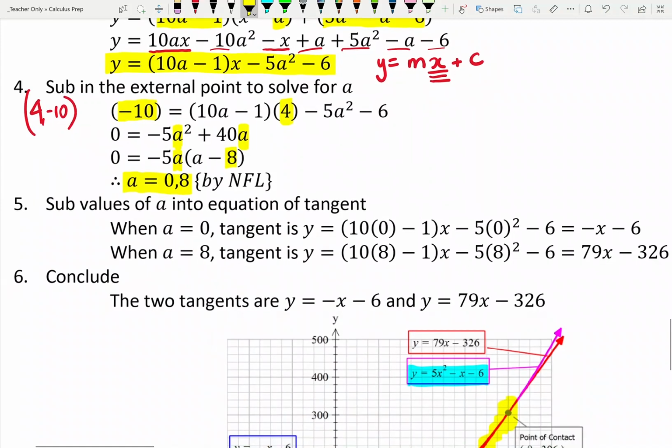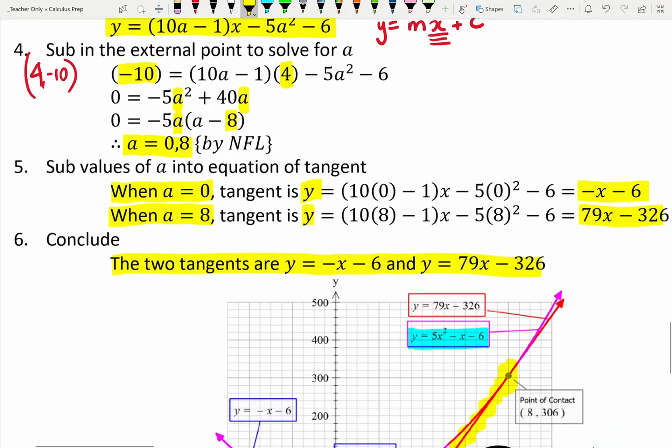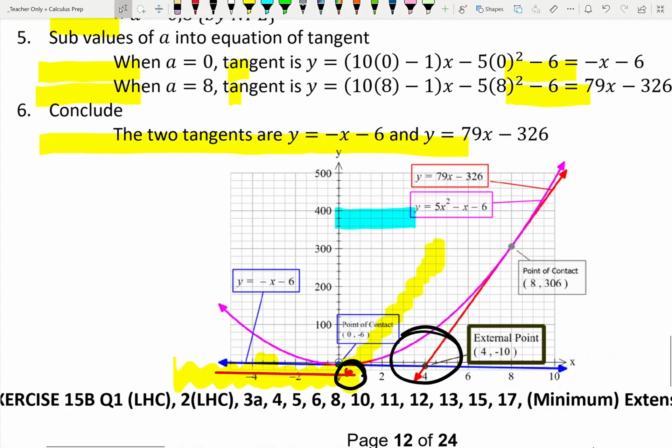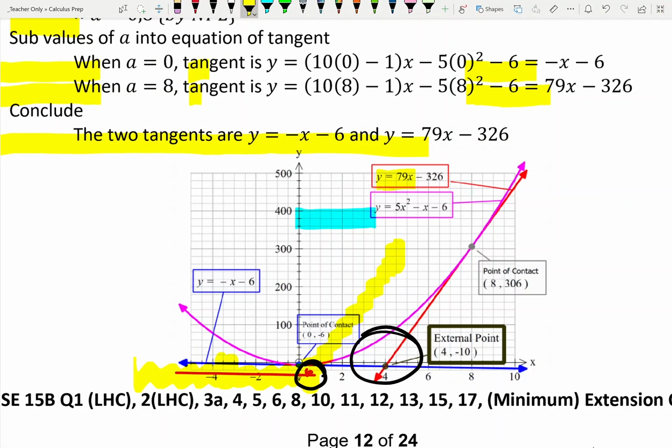So when we find a, we let a equal 0, we sub it in for our tangent to get y equals negative x minus 6. And when a is 8, we sub it in to get y equals 79x minus 326. So we conclude that the two tangents are those, and you can see that in fact these are the two tangents that we've drawn: y equals 79x minus 326 and y equals minus x minus 6. And that's it. That's enough to get you going on exercise 15B.